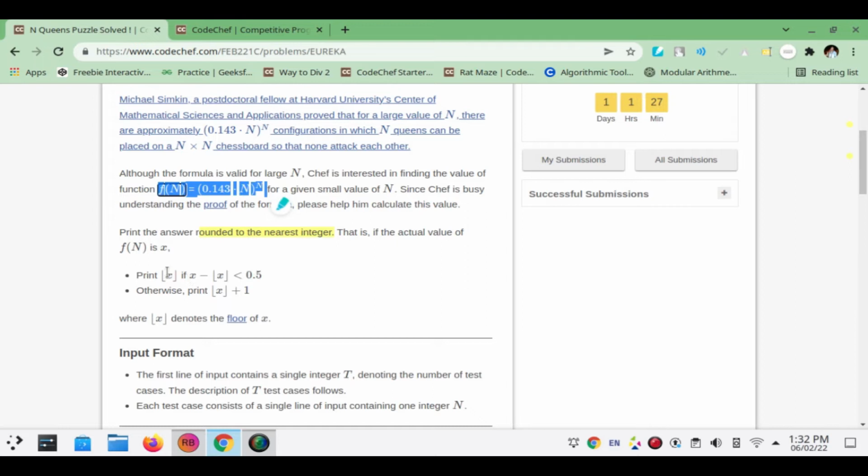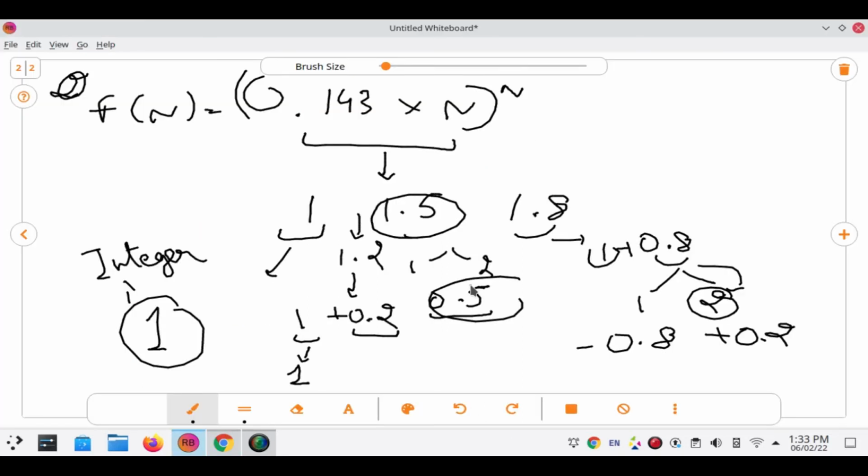See, it is given that print x if x minus the fractional part of x is less than 0.5. It means if the fractional part is less than 0.5. See, it is not equal, the equality sign is not given. It means if the fractional part is 0.5, we will add 0.5, so it will become 2. So in this case 1.5 will become 2 and not 1. Okay, I hope it's clear now.